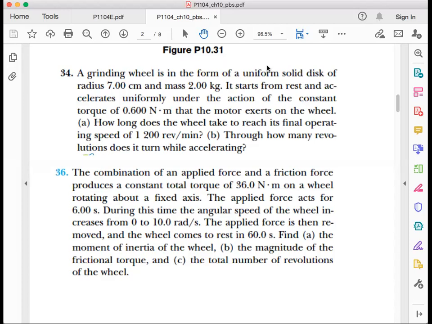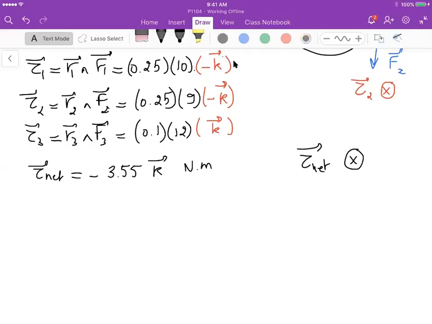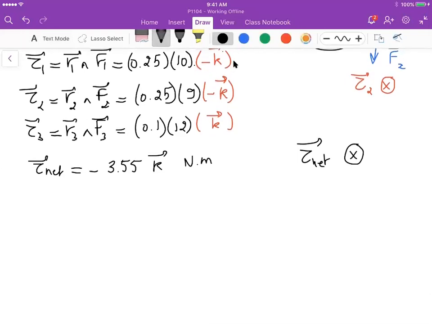Question number A, our first question: how long does the wheel take to reach its final operating speed of 1,200 revolutions per minute? And second question: through how many revolutions does it turn while accelerating? So these are the two questions that we are going to solve. Let me go to the whiteboard. So let me write down the summary of the given again.